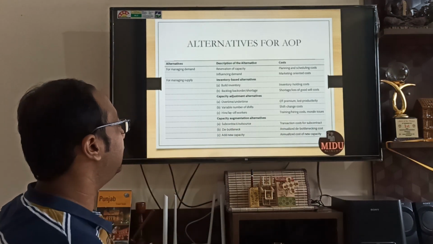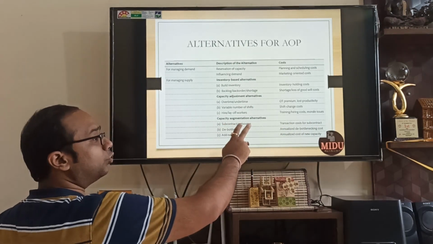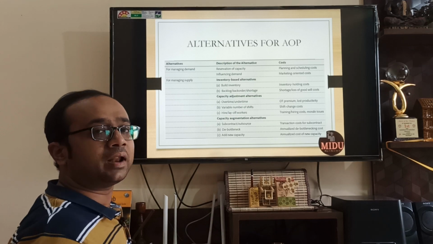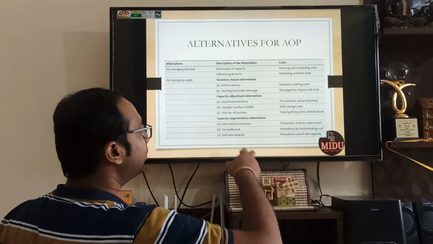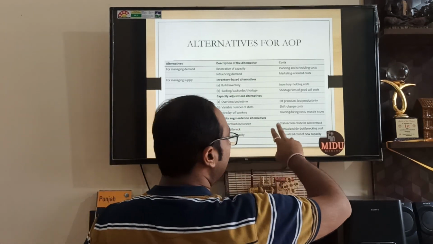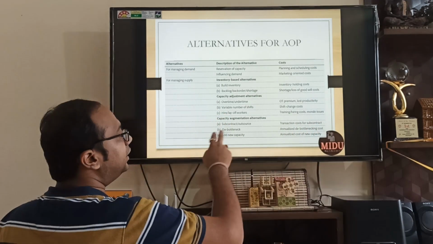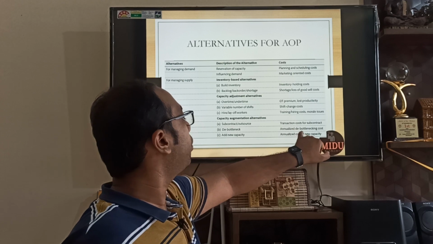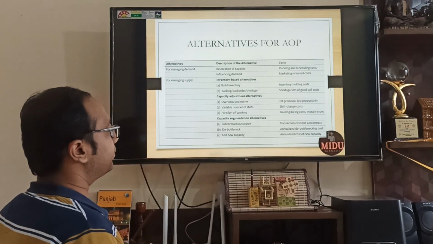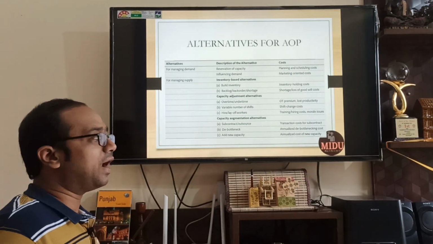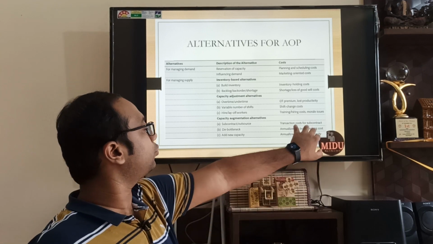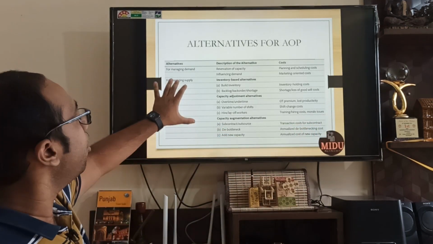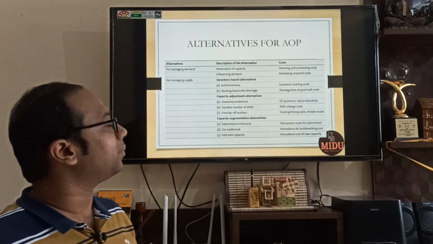Capacity augmentation alternative. First is subcontract or outsource. Some part of the project or an entire project or entire piece you are subcontracting or outsourcing. Transactional cost will be there. Debottleneck: if there is any bottleneck existing in the system, you incur cost on debottlenecking it. Adding new capacity: if you're adding new capacity, definitely annualized cost of the new capacity will be required. All these are the tactics of managing supplies.